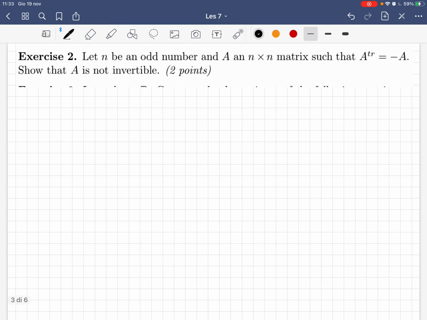So let's go to the second one. This is a little more theoretical, but it's nice because it's an opportunity to say an important thing. So a couple of important things. You take n to be an odd number and A to be an n times n matrix, such that its transpose is minus A. This is sometimes called skew symmetric.